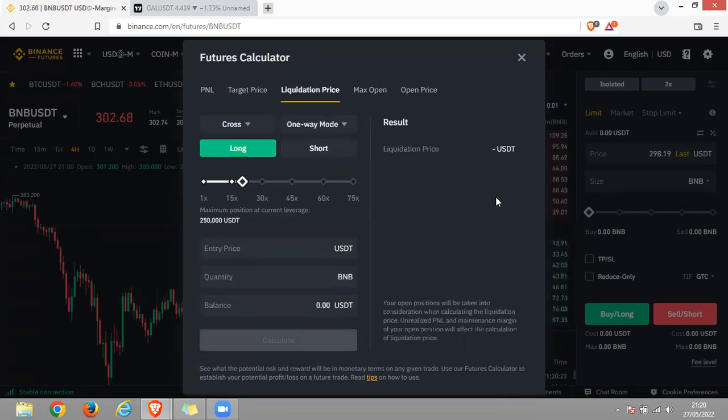So let's go back to liquidation. Liquidation is almost the same thing. In liquidation, where is my entry? I enter at 302. How many BNB? I used 2 BNB. My leverage is still here. What was my balance? Let's say, for example, $600. I'll calculate it. This is my liquidation. So you see, this is my liquidation.